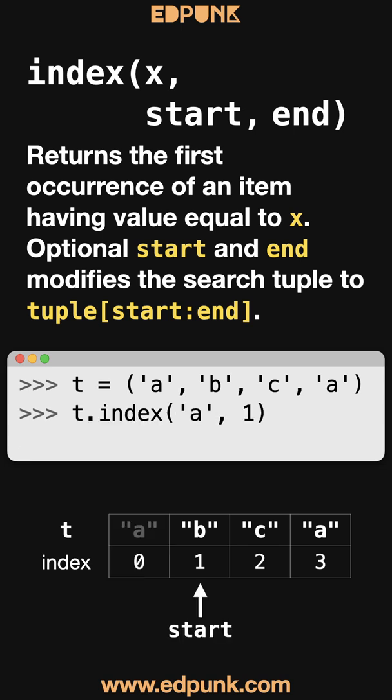If we execute t.index('A', 1), the value returned is 3 as the first occurrence of string A at index equal to or greater than 1 is at 3. Let us perform another search by executing t.index('C', 1, 3). The result returned is 2 as the first occurrence of string C in the index range greater than or equal to 1 and less than 3 is at 2.